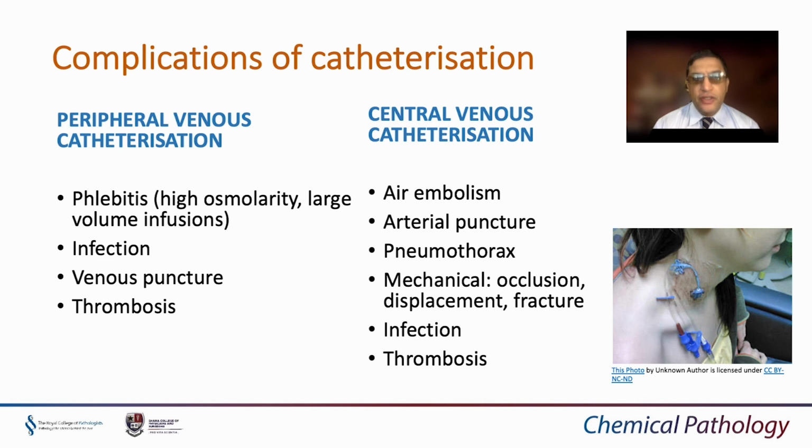The complications of catheterization are different between peripheral and central administration. Phlebitis, infection, venous puncture, and thrombosis can occur peripherally. In addition to infection and thrombosis, central venous catheters are also potentially at risk of complications of air embolism, arterial puncture, pneumothorax, and mechanical problems of occlusion, displacement, and fracture.